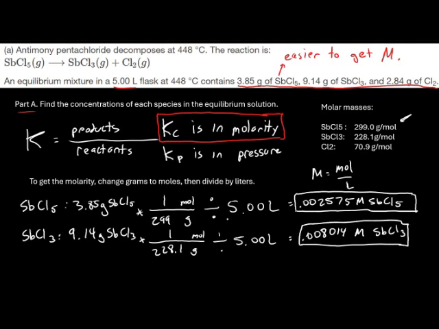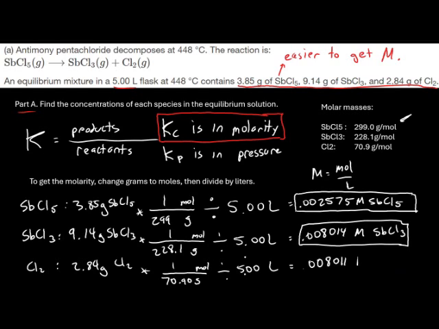Finally, we'll do the same thing for Cl2. Cl2 is 2.84 grams. We will get out of grams and into moles. 1 mole of Cl2 is 70.90 grams. Then we'll divide by 5.00 once again. We'll have 0.008011 molarity of Cl2. With all of our concentrations in place, now we can find the equilibrium constant.